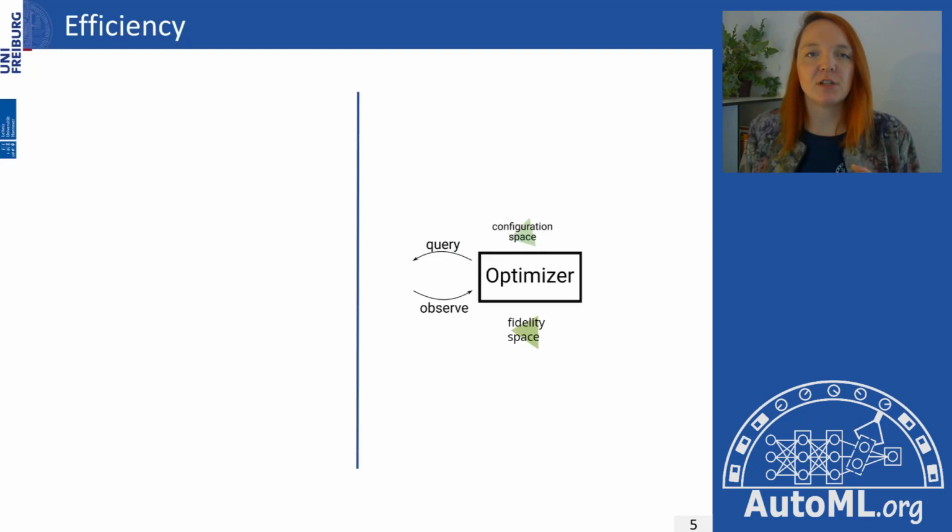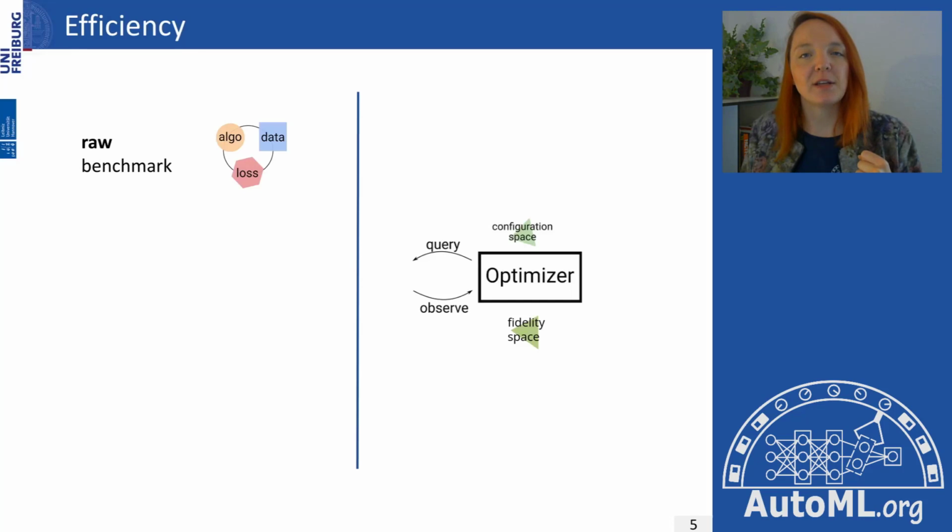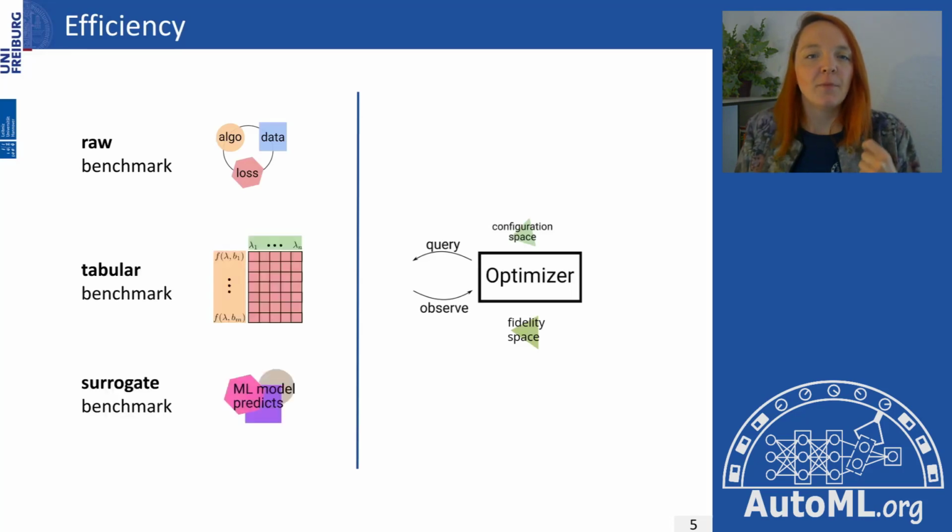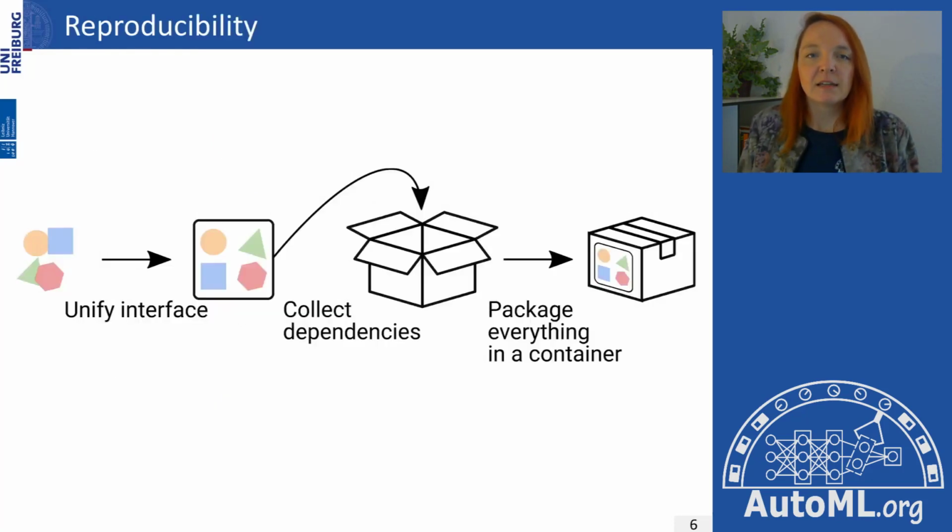So first, efficiency. I just explained the concept of a raw benchmark, which actually trains an algorithm for each query. While this is the most realistic benchmark, it is also the most expensive one. For this, we also do have tabular benchmarks returning a table lookup and surrogate benchmarks returning the prediction of a machine learning model. Both types are widely used by the community because they require less computational resources and still yield realistic benchmark problems.